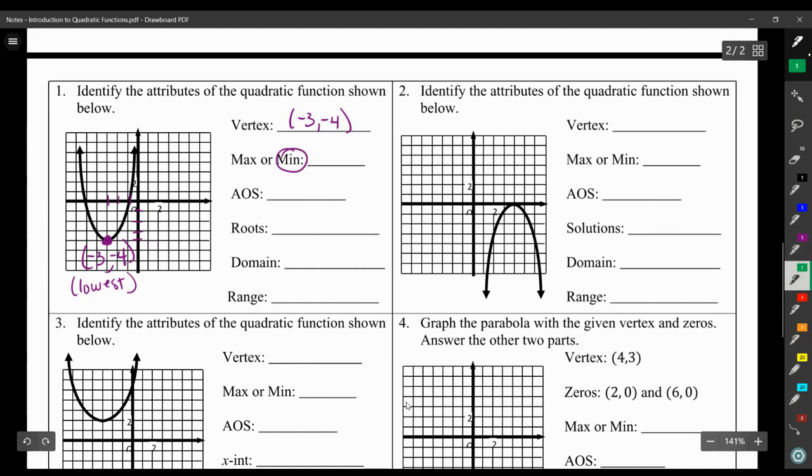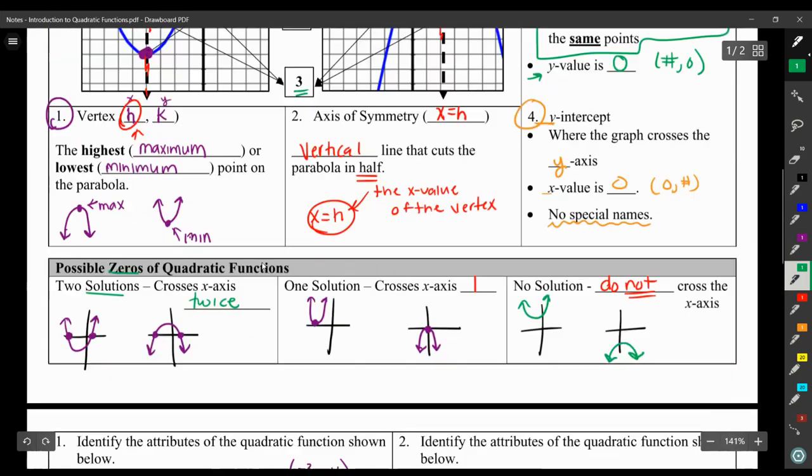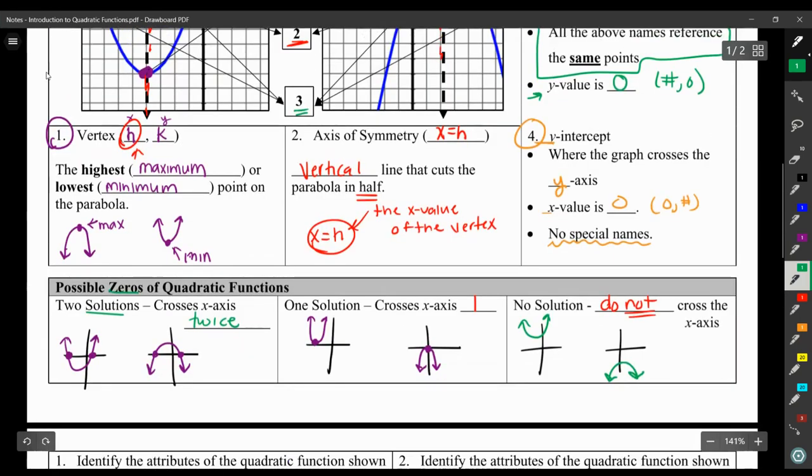AOS stands for axis of symmetry. So let's actually put that on the top part of our notes. Axis of symmetry is abbreviated with AOS because as mathematicians, we don't want to write axis of symmetry over and over again.